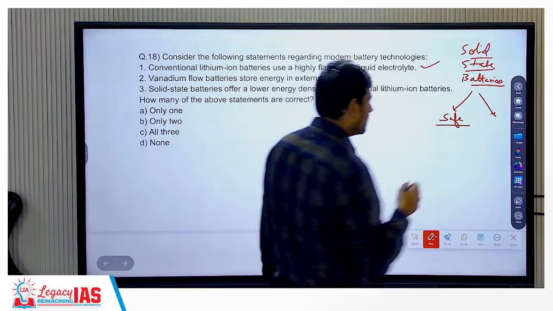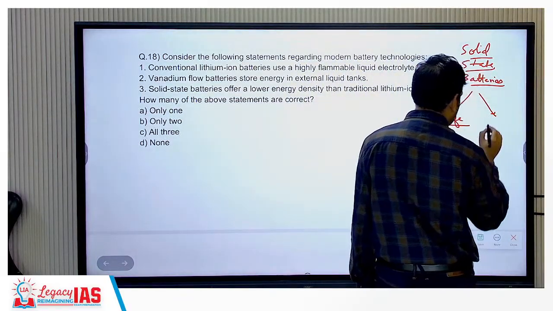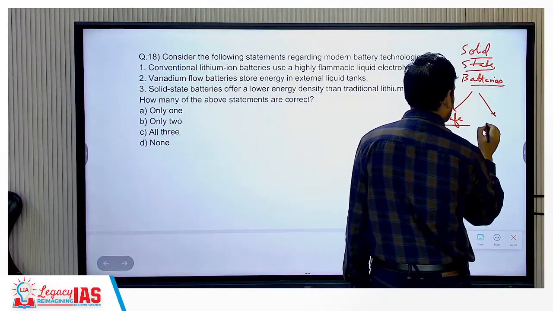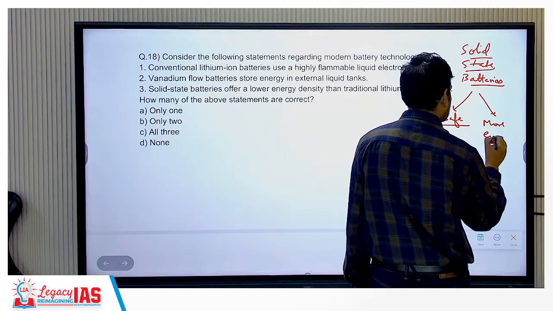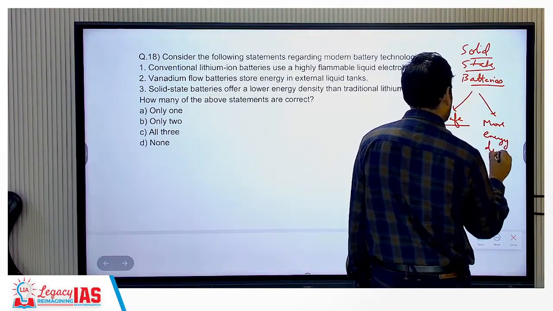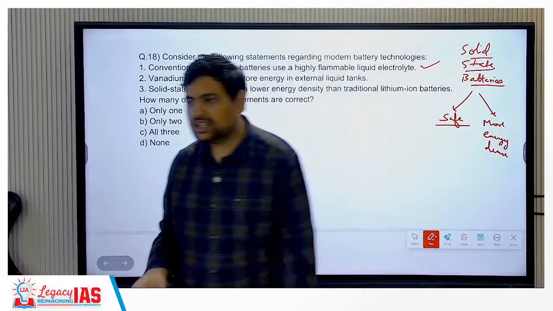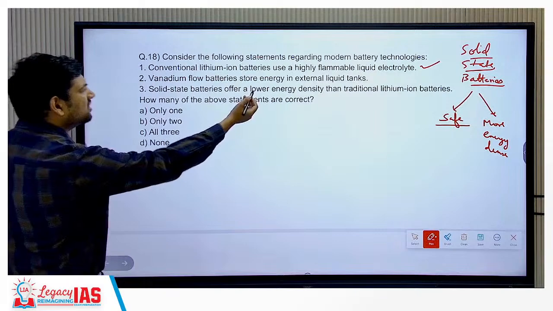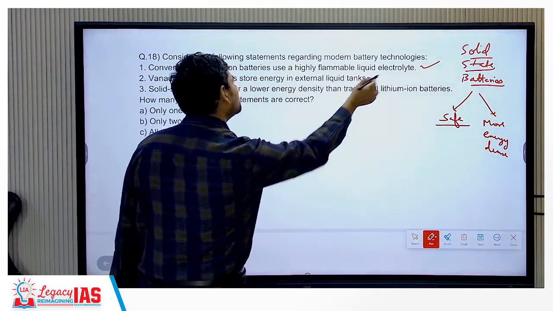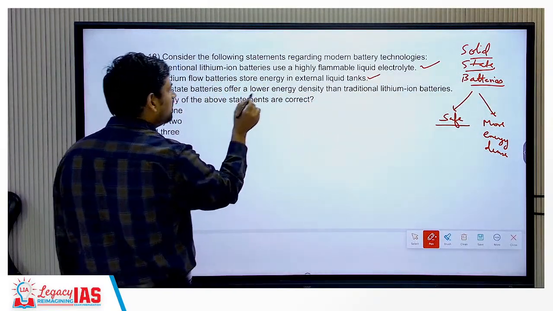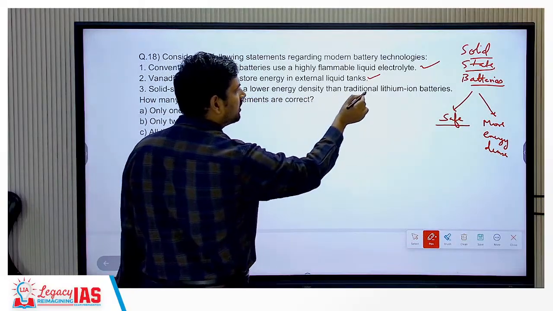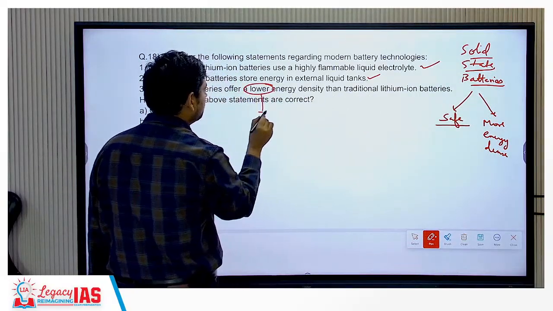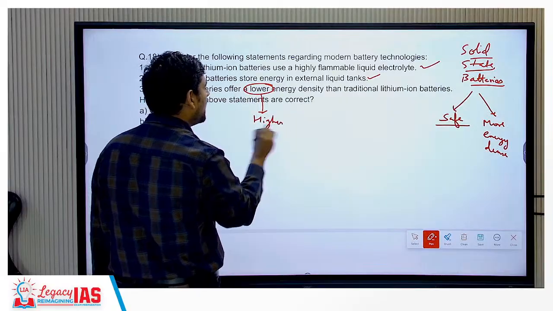Then the other thing is that they are more energy dense, correct? That is, in smaller space they can contain more energy. Now, so first becomes correct. Vanadium flow batteries store energy in external liquid tanks. Yes. Then solid state batteries offer a lower energy density than traditional. It provides a higher energy density.